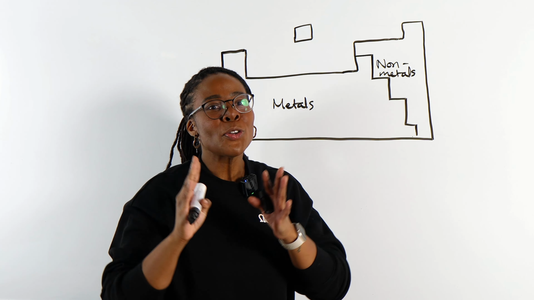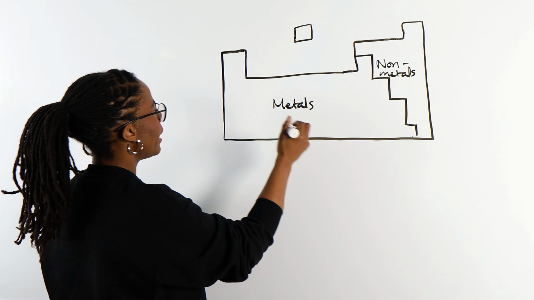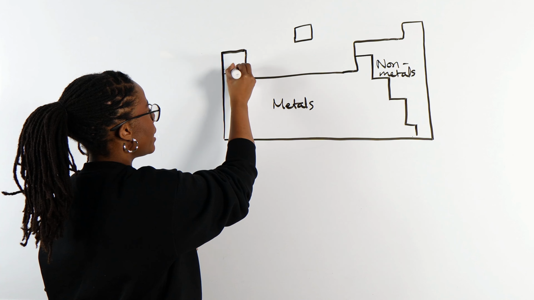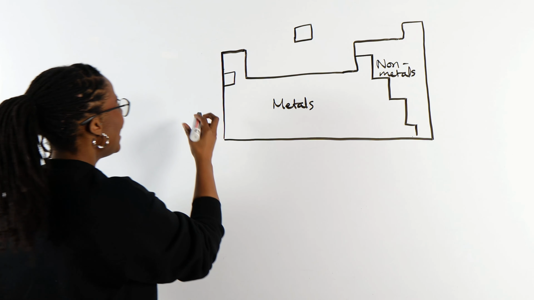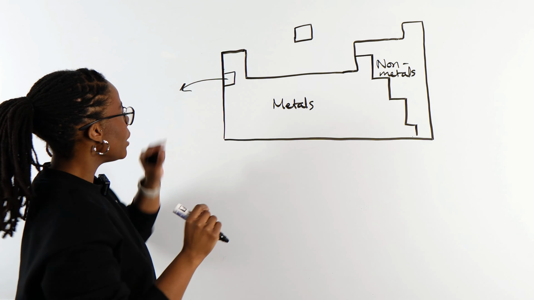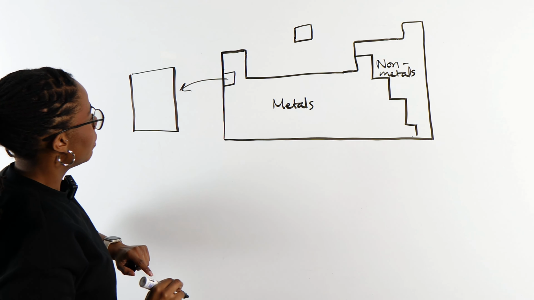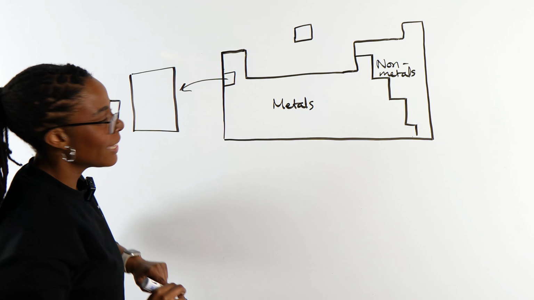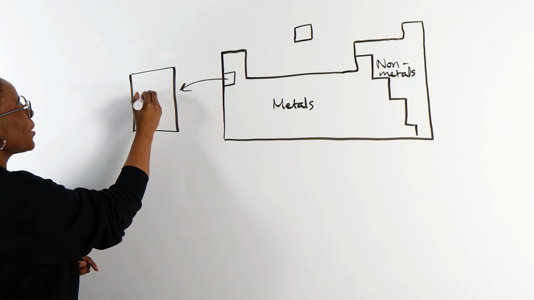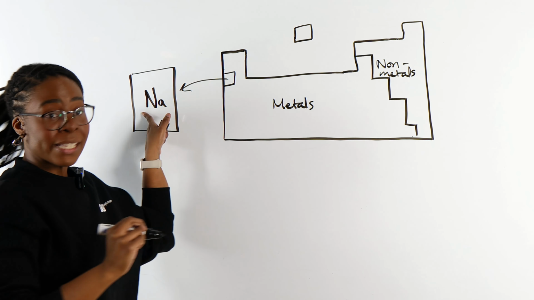Now, if we zoom way into individual tiles of the periodic table, so let's just draw one over here. Okay, let's zoom all the way in so that we know what pieces of information each tile is giving us. Let's say that that's sodium. Okay, so if this is sodium, there will be the symbol.